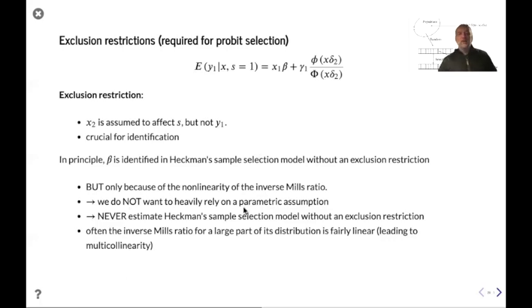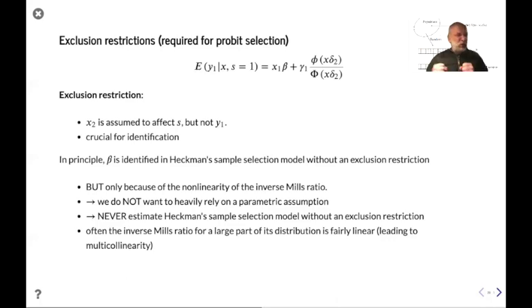We don't want to rely on that, so I would say never estimate a Heckman sample selection model without an exclusion restriction. Actually, people were not so aware of this in the beginning. I think people are very aware of this now, and that's why you should also know. In the beginning, people would say, oh well, do you have a sample selection issue? Well, I'm just going to do the Heckman two-step, right? But that's not enough. You need to do Heckman two-step with an exclusion restriction.